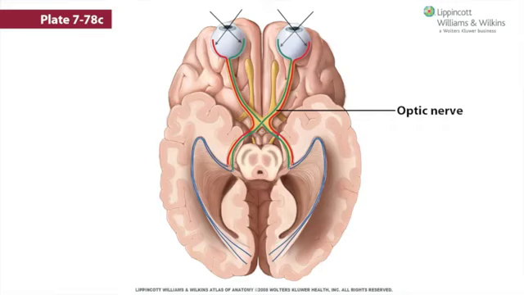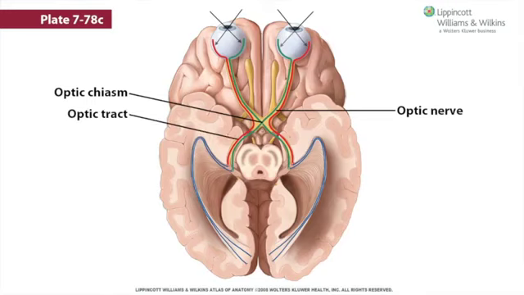The right and left optic nerves join to form the optic chiasm in the region of the sella turcica of the sphenoid bone. The nerve structures continuing posteriorly from this point are called the optic tracts. At the optic chiasm, the axons from the medial half of the retina decussate, or cross the midline, to reach the optic tract of the opposite side.